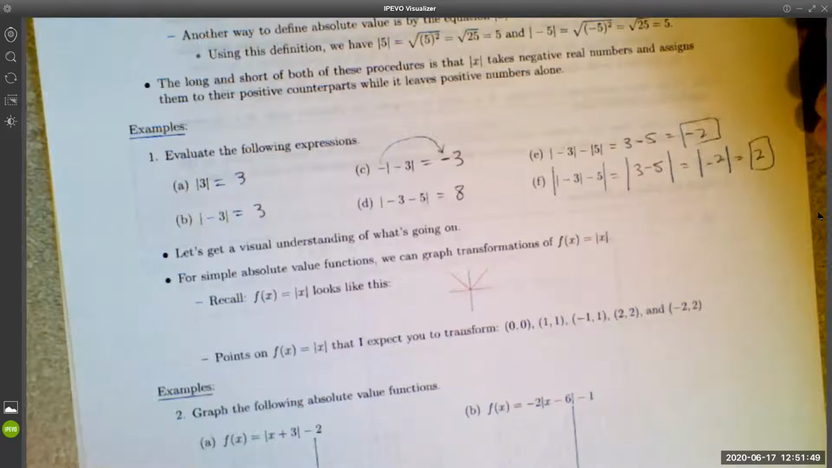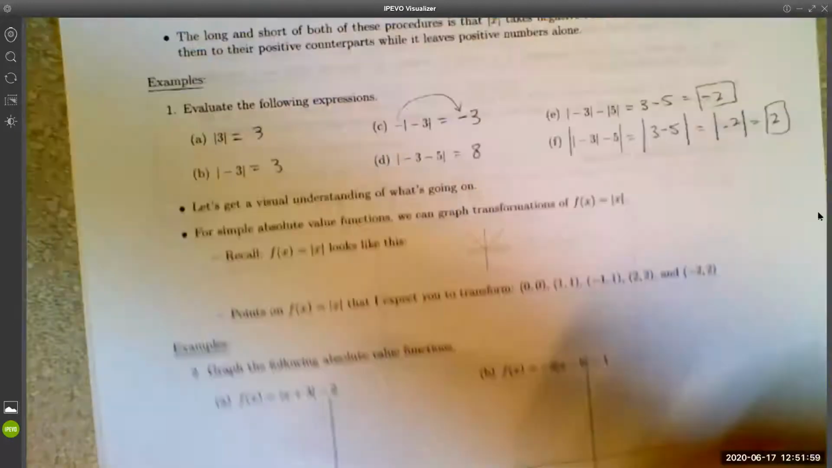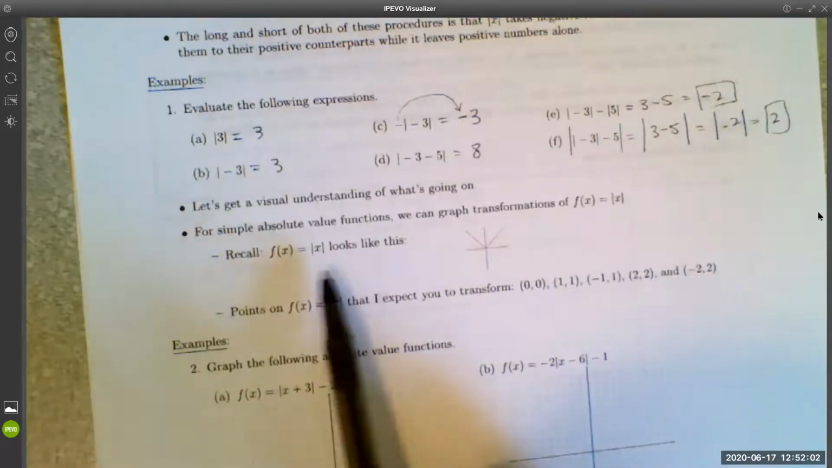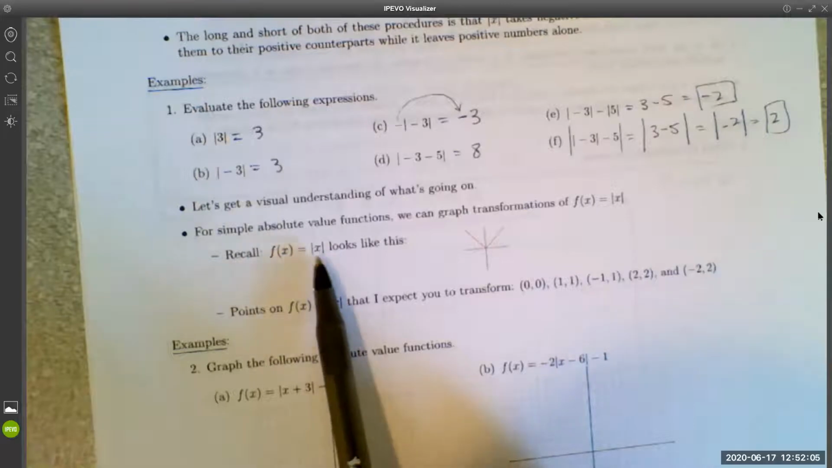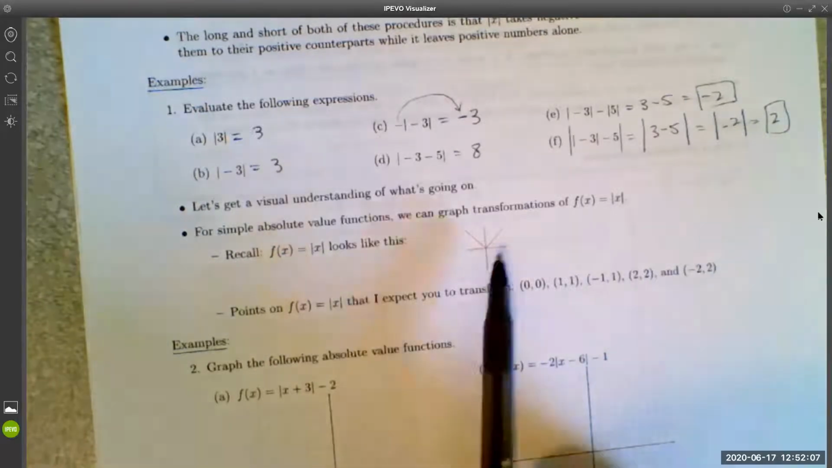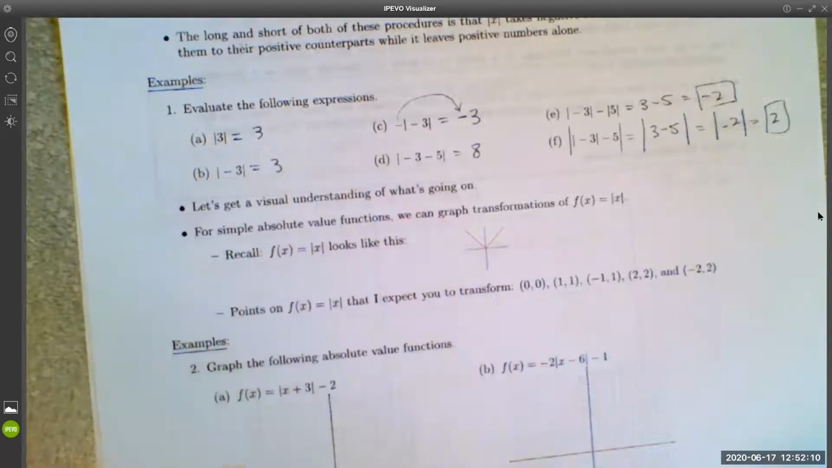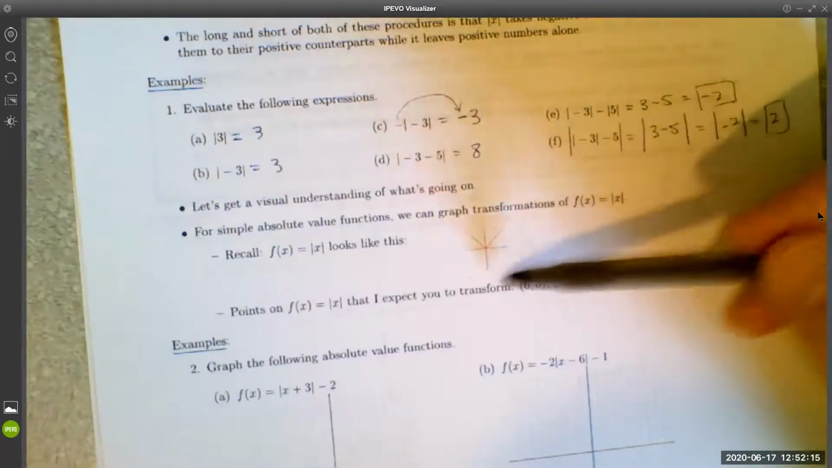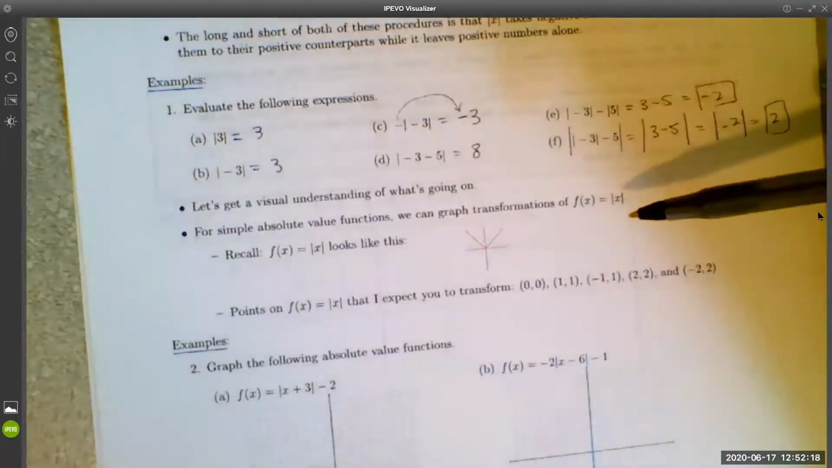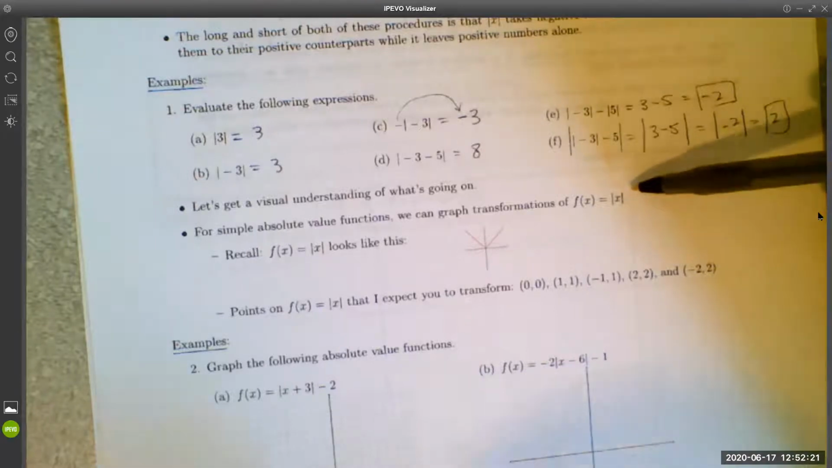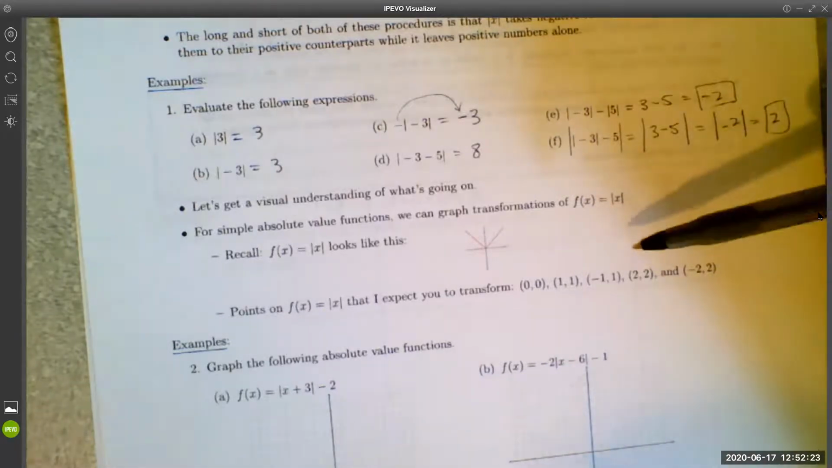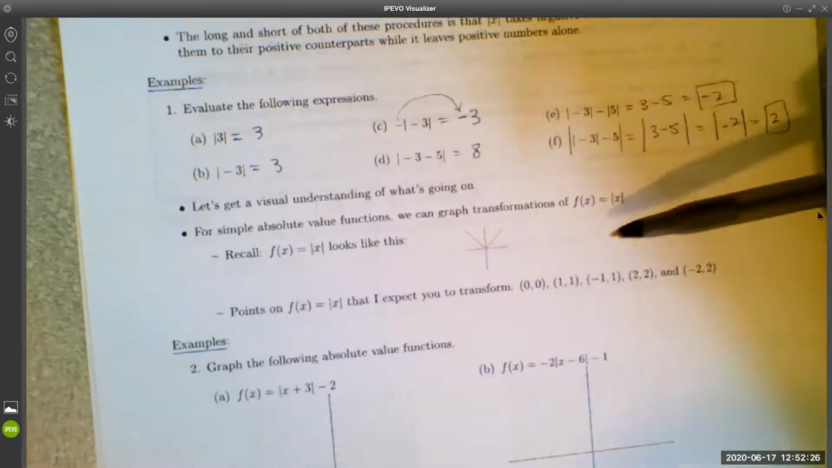Now, we want to take a look at absolute value functions. We want to know what their graphs look like. We want to be able to solve absolute value equations and all of that stuff. So first of all, as far as graphs are concerned, from the introduction to this section, you should know that the absolute value function looks like this. It's a little V shape, okay? There are certain points on this function that I want you to transform when we go to graph transformations of the function, and we reviewed transformations a little bit in Chapter 1, right?